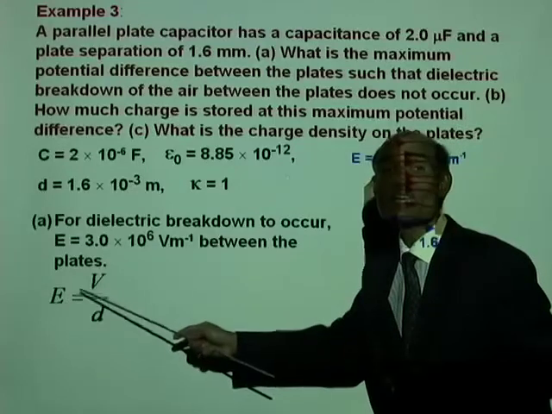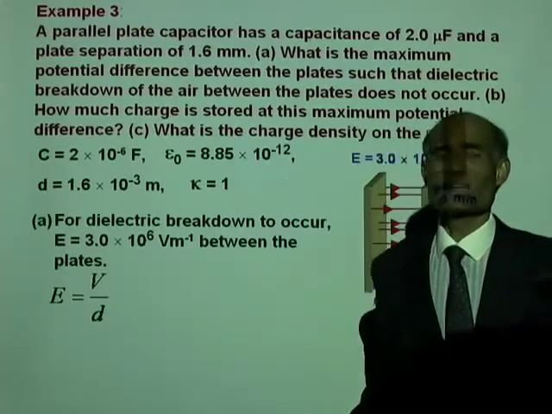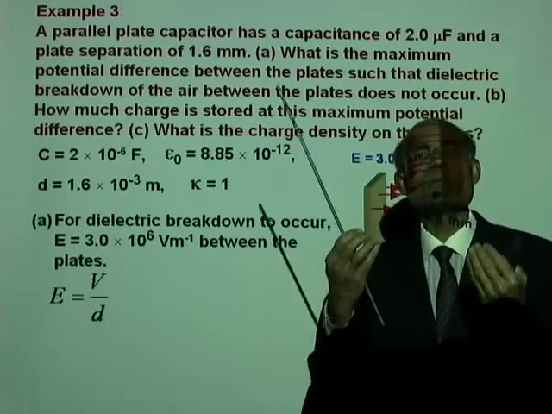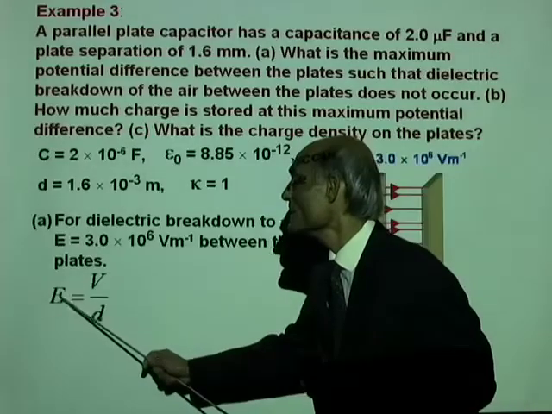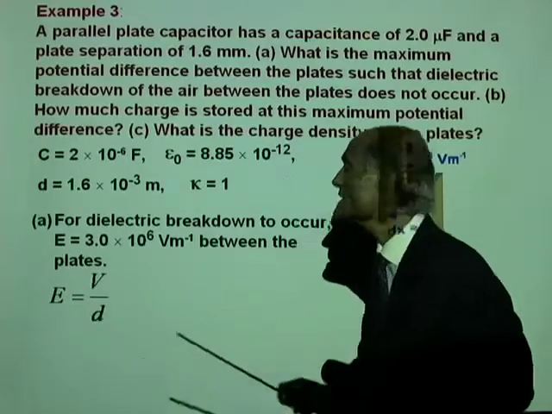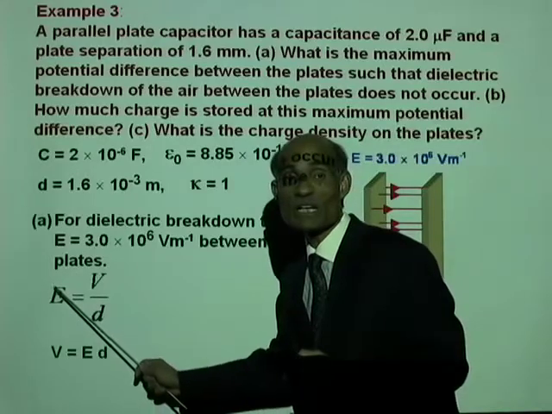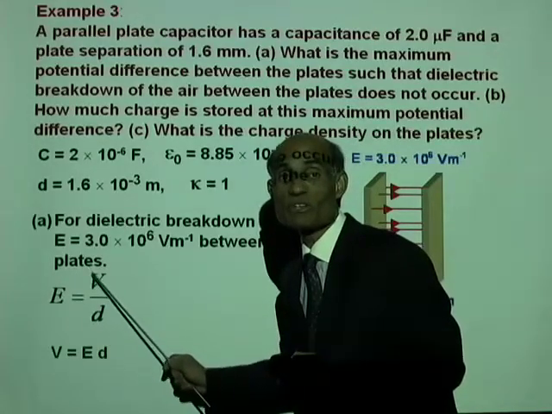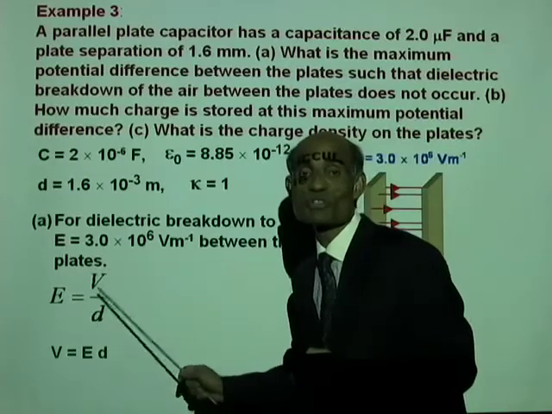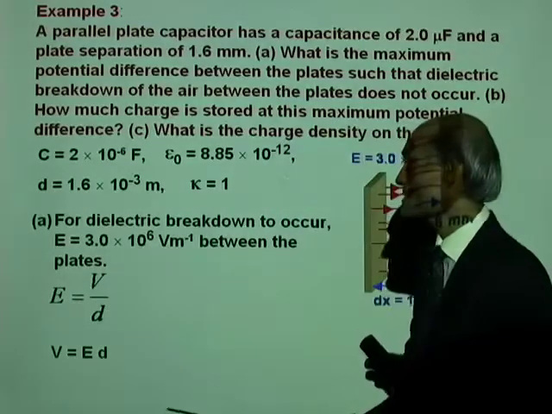Now, E equal to V over D. I have done away with the negative sign. You see that? There is no need for the negative sign. We only need the magnitude. So we have E equal to V over D, or V equal to E times D. Remember, this is the same relation we used earlier. E equal to delta V divided by delta X. E equal to potential difference divided by the plate separation. So V equal to E times D.